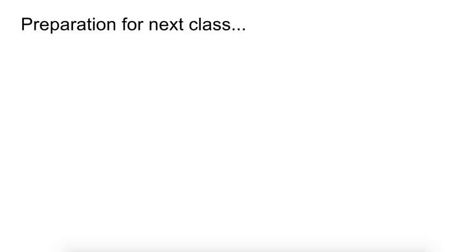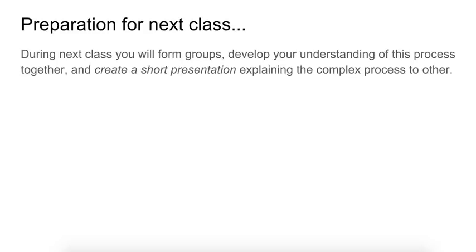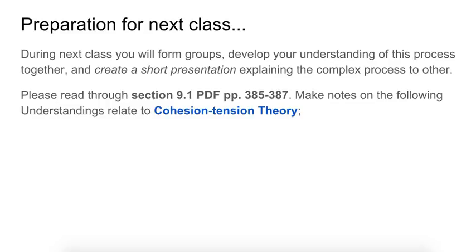So in preparation for next class, we will form groups. You will discuss and develop your understanding of this quite complex process, and together you will create a short presentation explaining this process to others. In order to be able to do that, please read through section 9.1, which relates to PDF pages 385 to 387. Please make notes on the following understandings related to the cohesion tension theory. So in short, you need to be able to look at that main diagram and explain it to other people.